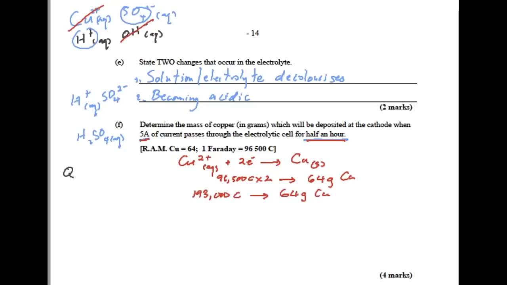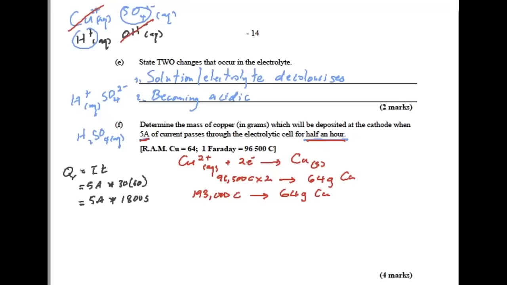So we'll say Q equals IT. I is current strength in amperes, which here is 5 amperes, and time is in seconds. So that's half an hour, that's 30 minutes times 60 in order for us to get that into seconds. So that's 5 amperes times 1800 seconds. And then we just need to punch that in to see what the value is.